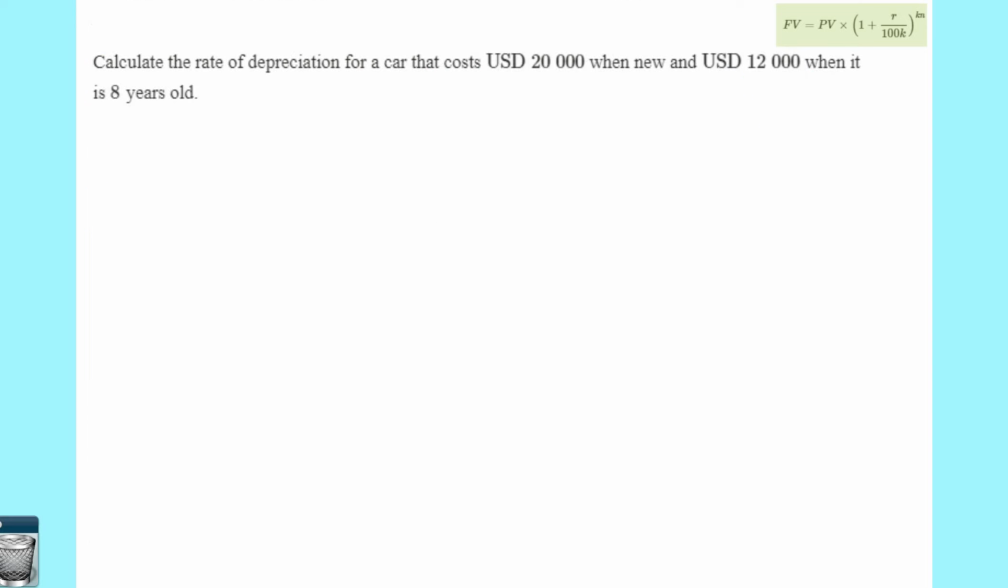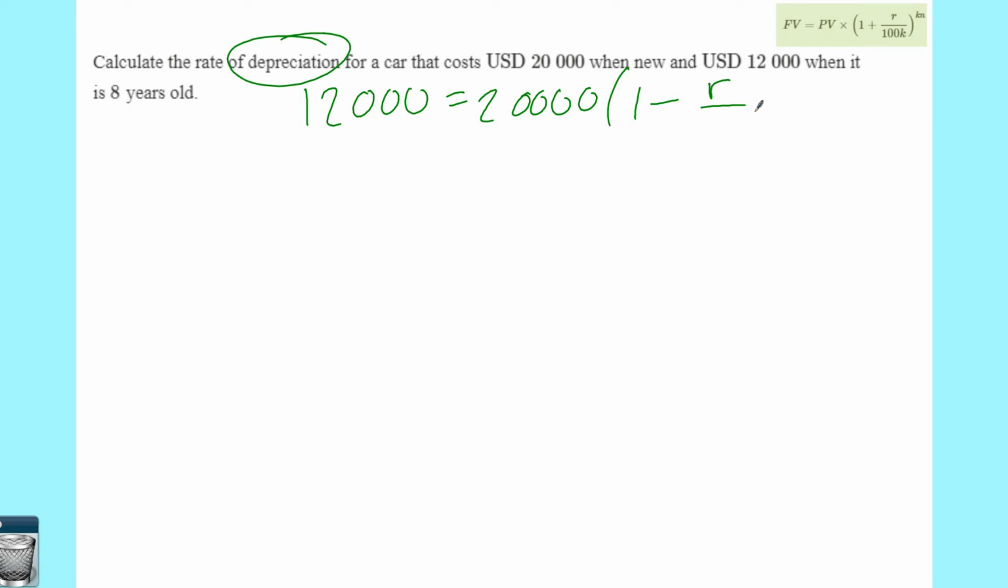Okay, so let's see. Calculate the rate of depreciation for a car that cost this when new and when it's 8 years old. So we know the future value, so it gets less. Started with a lot. And let's see. We want to find the rate. Oh, depreciation. There's that word again. I need to make sure I do a subtraction. Okay, we don't know what R is. We have a car that's 8 years old, so we're just going to do it yearly. So 8 years old would make that 8.